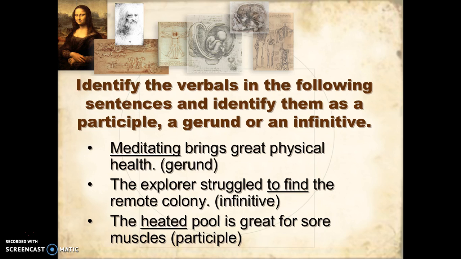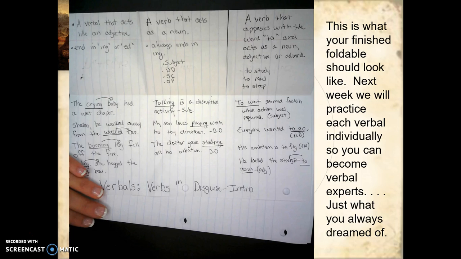There you go. Meditating is your gerund, functioning as a noun. To find is your infinitive, functioning as a direct object. And heated is your participle, describing pool. This is what your note should look like.